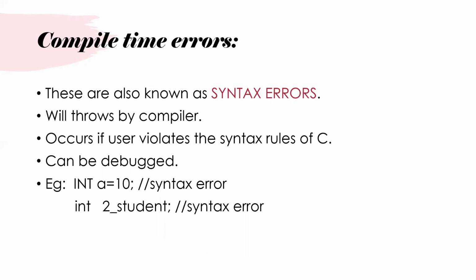For example, here int should be in small letters because int is a keyword defined in C. So it represents the integer data type, right? So in the first example, int should be in small letters as C is a case sensitive language. So the compiler will throw a syntax error. In the second example, int 2_student, the variable name should not start with a digit. So the compiler will throw an error as we have violated the syntax rules.